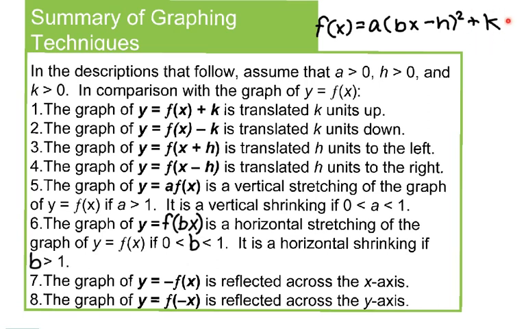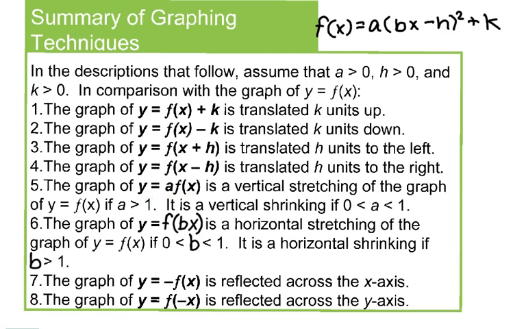But this is how it compares back. If we have a plus k, we have a translation up so many k units. If it's a minus k, then it goes down that many units. And then here, if we have a value being added or subtracted to x, then if it's plus h, then it goes to the left that many units. If it's minus h, like this right here, it goes to the right so many units.